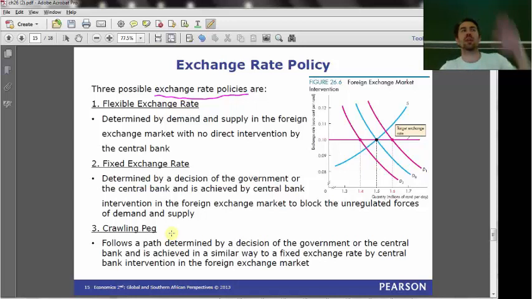Crawling peg means you let it adjust but slowly. You don't just let it go up and down, up and down, up and down. Like when it wants to go up, you kind of stop it going up for a while and then just let it go up slowly. And then if it wants to come down, you let it come down slowly. And in between, if it's going up and down, you're kind of just keeping it stable. Right? That's a crawling peg. So the big manipulator of exchange rates in the global economy is China, and it has.